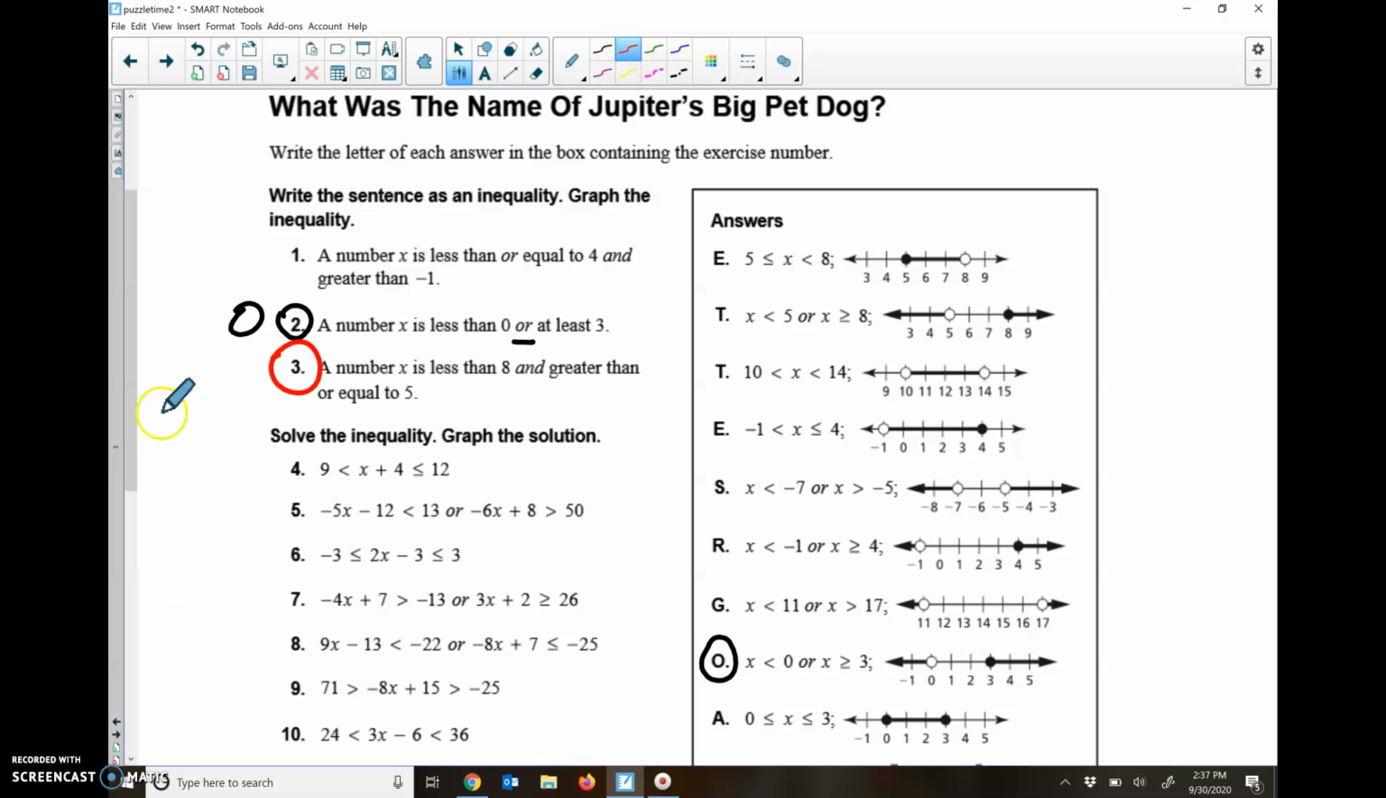Then if I look at number 3 here, I have a number x is less than 8, and now it's an and problem, so I know I have to write it differently. So less than 8, or in other words, 8 is greater than x, and greater than or equal to 5. So something that's less than 8, but greater than or equal to 5. Looks like it's right up here on top. So greater than or equal to 5, so 5, 6, 7, less than 8, 7, 6, 5. Okay, and then let's look at 5 and 6, because this is an or problem and that's an and problem.